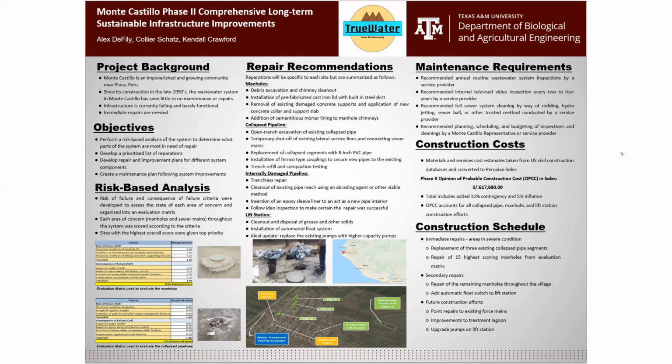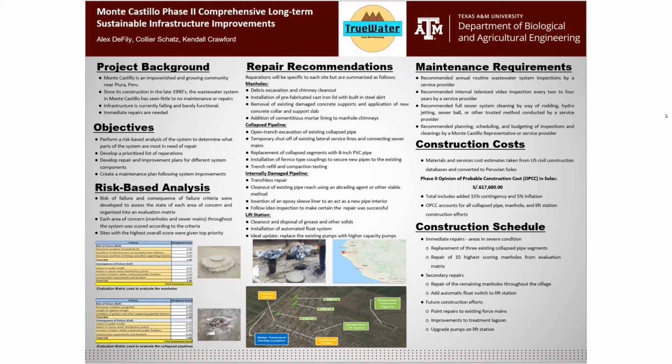From there, we had our risk-based analysis, which used consequence of failure criteria and assessed each area of concern and organized it onto evaluation matrices. The areas of concern were manholes and the sewer mains, and they're scored given the criteria shown below. The sites with the highest overall score were given top priority.